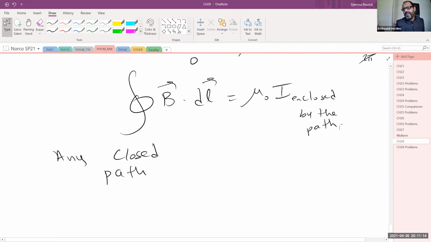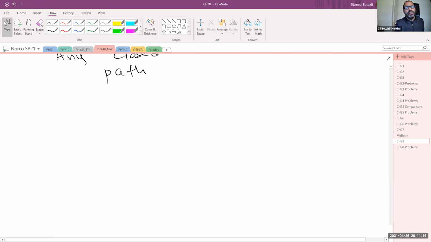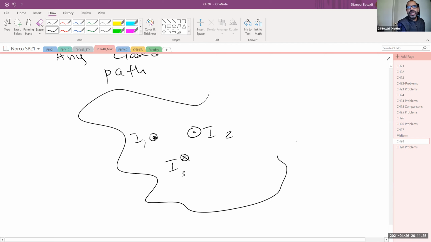Now the only question is, how am I going to handle more than one current? So let's say, for example, I look into this situation. I have a current I1 coming out and a current I2 coming out and a current I3 going in. And I want to find the circulation of these 3 currents along this path.